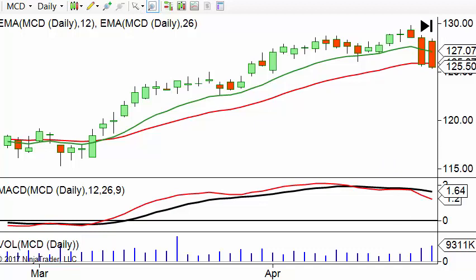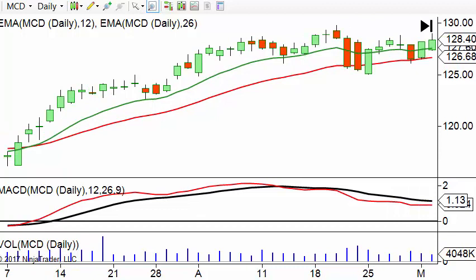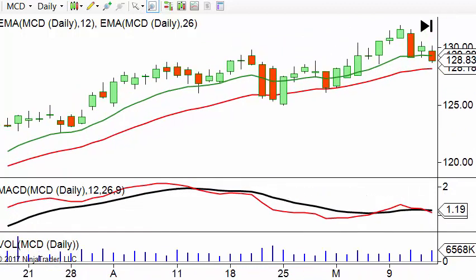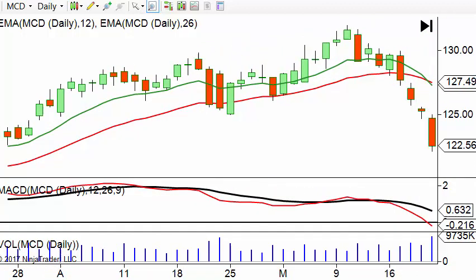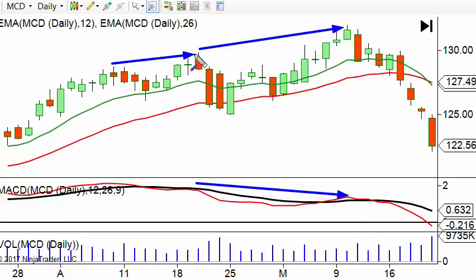All right, so that didn't work out too well. Then we come over here, and we've got another one. Now that one works out pretty good. So here, if we look at this one real quick, you'll see that we have a higher high, and on the MACD, a lower high. So here's the big question: how would we determine that this one we looked at before would not work and this one would?